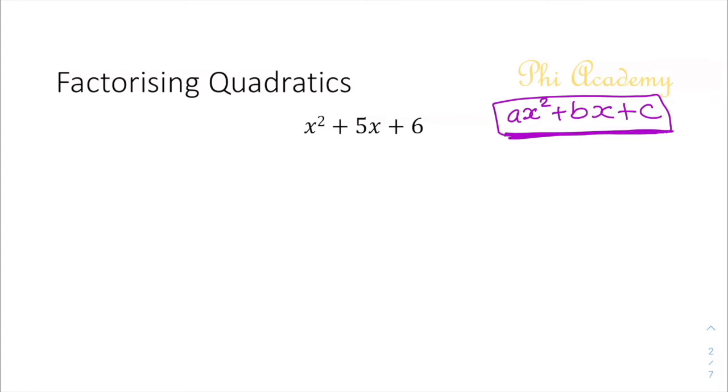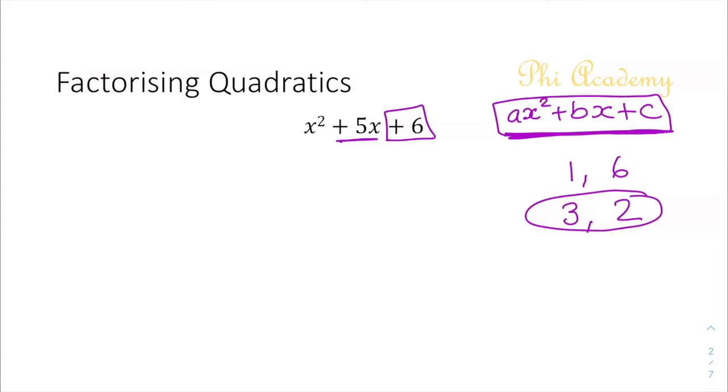We start off by working out what the factors of 6 are. So the factors of 6 are going to be either 1 times 6 or 3 times 2. Now have a look at the number before the x. It is going to be plus 5. Now which of these numbers add together to give me 5? Only 3 add 2 gives me the answer of 5.